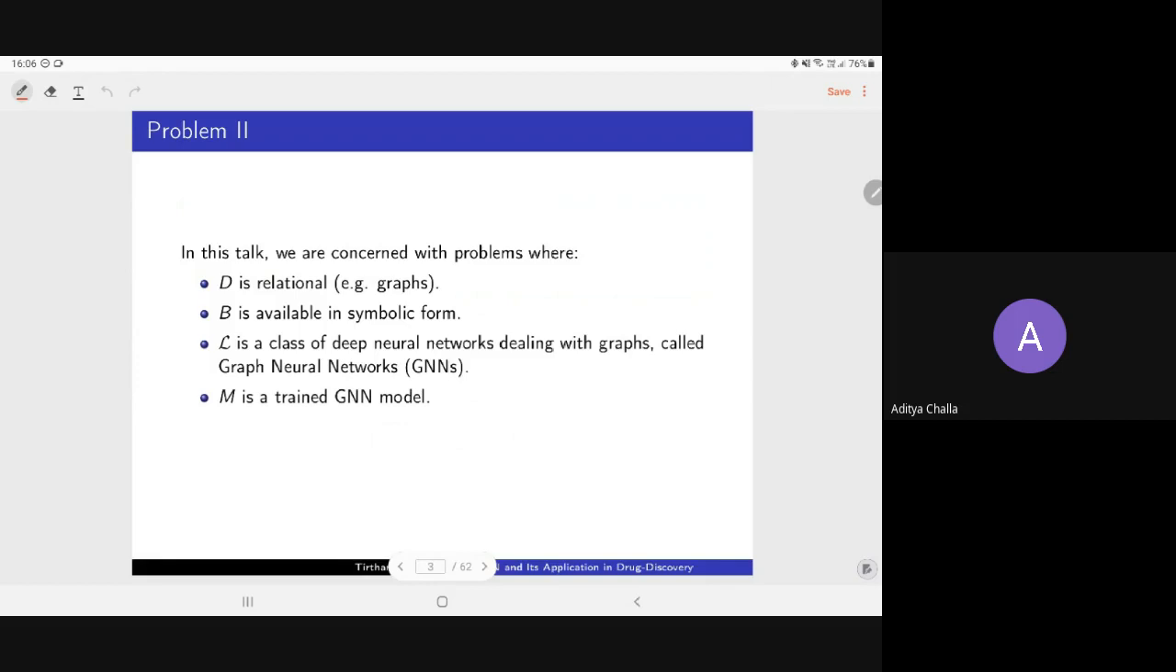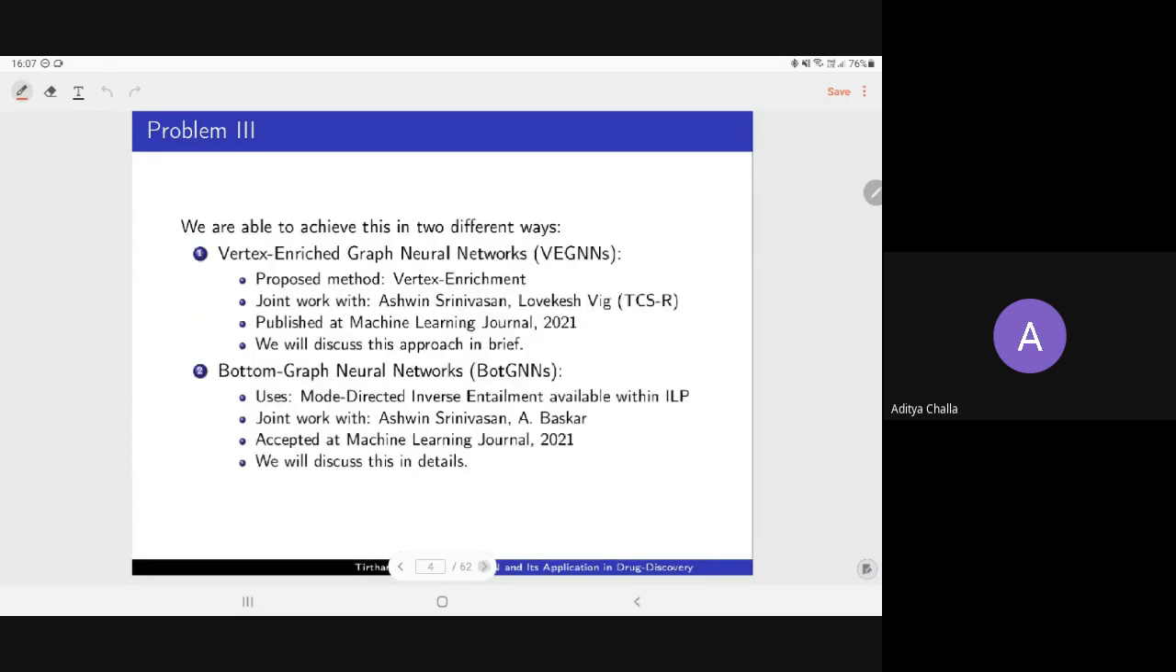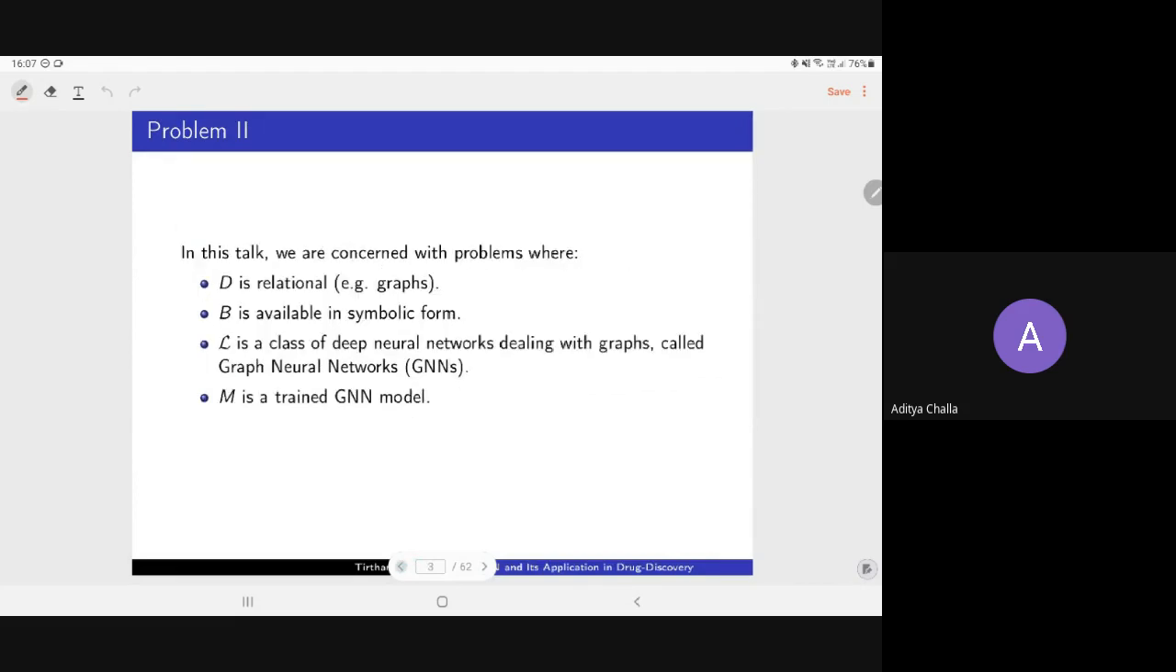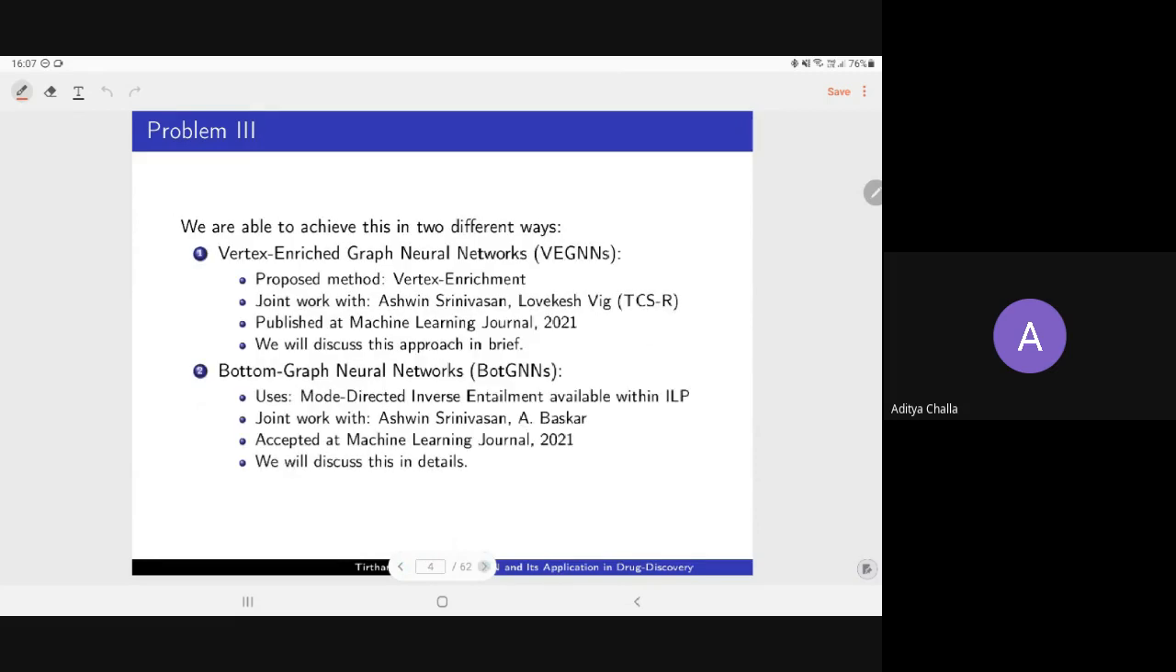So those kind of networks are called graph neural networks, which have recently been very popular and have been adopted in several applications, including Google Maps. And M is a trained GNN model that L returns. So we have been able to achieve this idea of incorporating symbolic domain knowledge into GNNs in two different ways. One is a very simple approach called Vertex Enrichment graph neural network, VEGNN. And this is a joint work with Professor Ashwin Srinivasan and Lokesh from TCS Research, and it is published at MLJ this year.